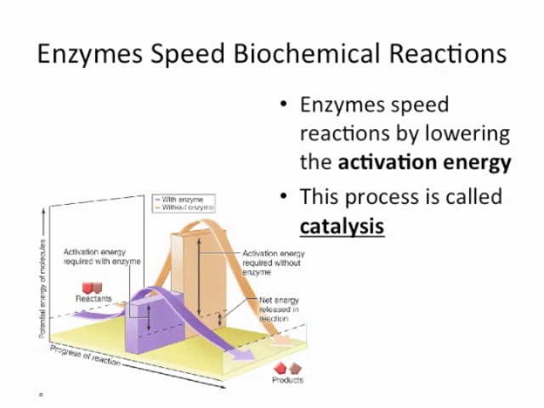So this process is called catalysis. So an enzyme is often called a catalyst. A catalytic enzyme speeds up a reaction, and it does that by lowering the activation energy. So lowering the energy required to get a reaction to go forward.